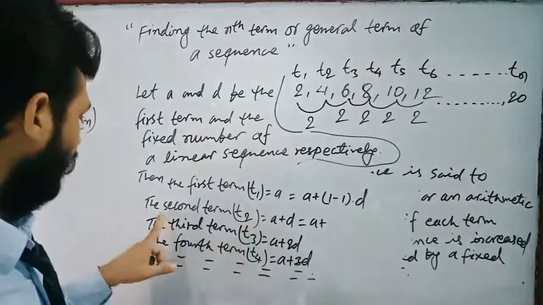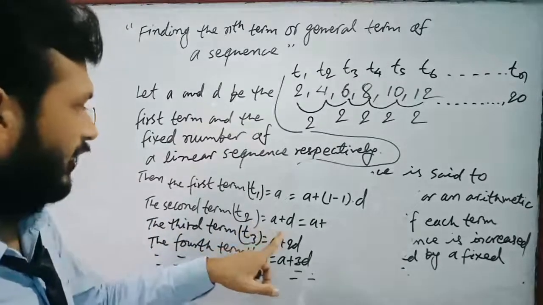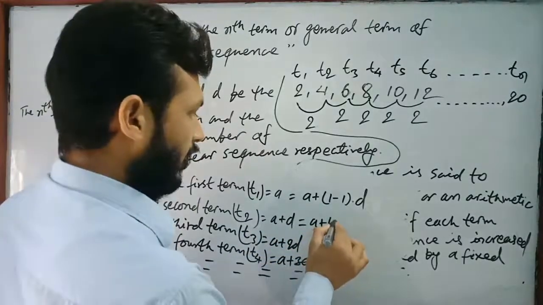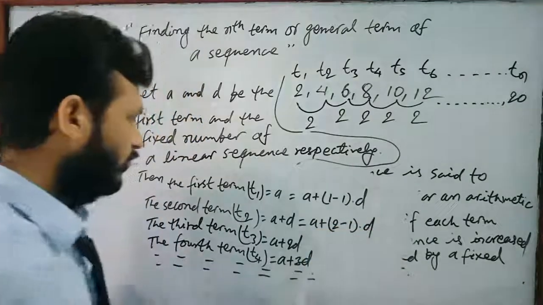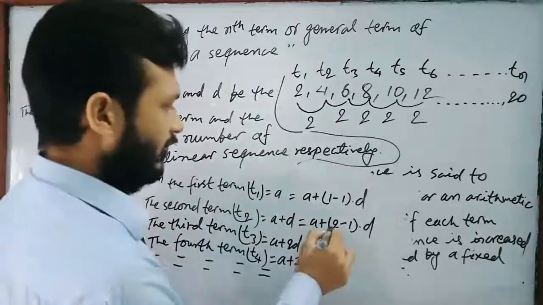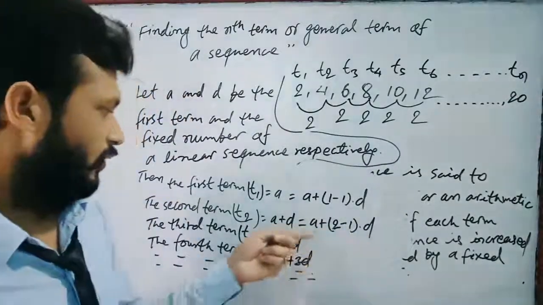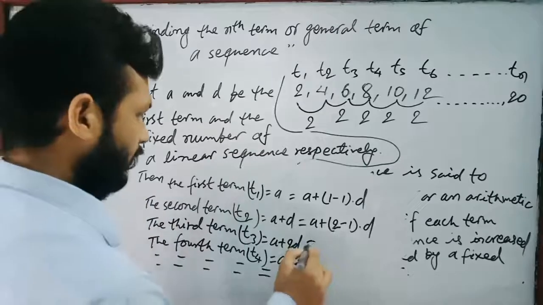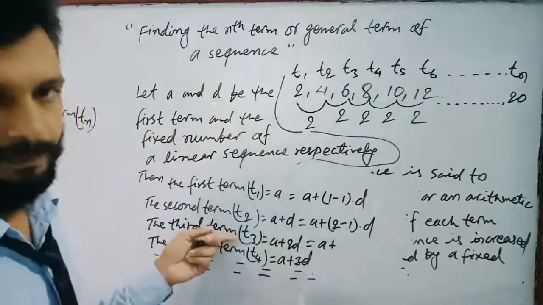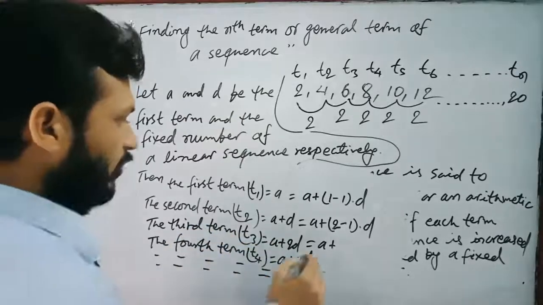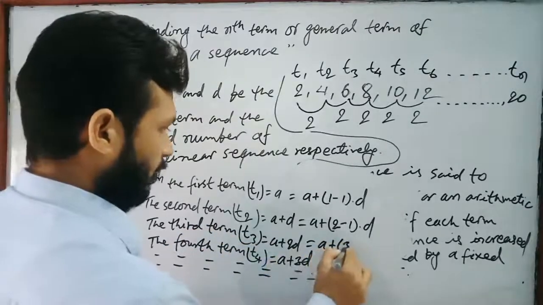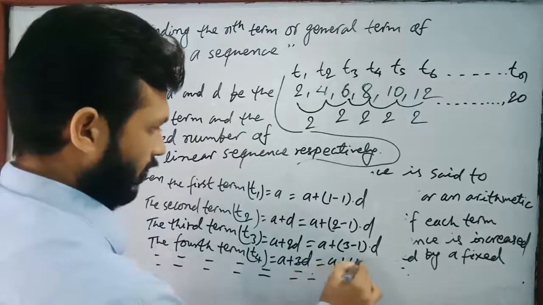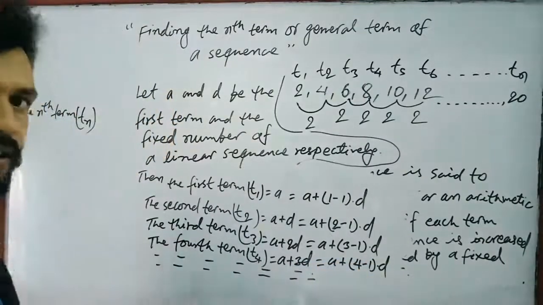Here the second term, T2. So we can write A plus D equals A plus 2 minus 1 times D. Understood? 2 minus 1 we get 1, then 1 into D. So A plus D equals A plus 2 minus 1 into D. Then T3 is given as A plus 2D, and we can write A plus 3 minus 1 into D. Then next, A plus 4 minus 1 into D. Understood? Are you clear?